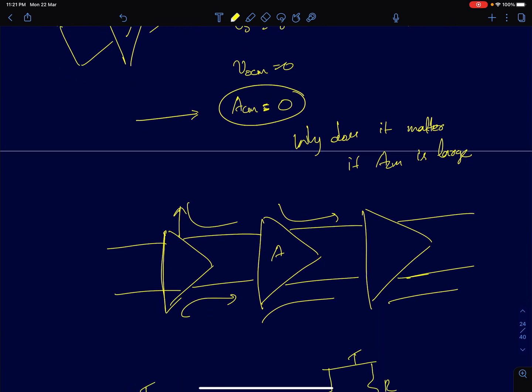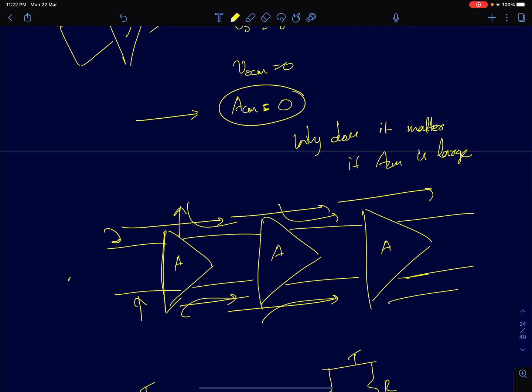It matters because let's say we cascade a set of differential amplifiers. When you cascade them, let's say we have some common mode noise at the input which is affecting both the inputs. As I said, it can be from the previous stage's supply. If I have some common mode component, it gets amplified once here, twice here, and it further gets amplified more and more.